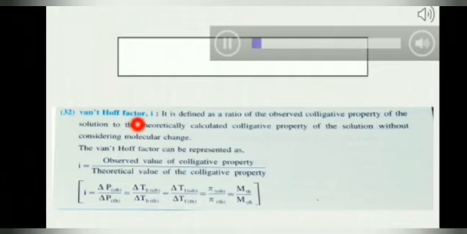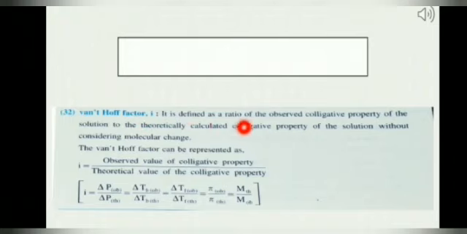Van 't Hoff factor i is defined as a ratio of the observed colligative property of the solution to the theoretically calculated colligative property of the solution without considering the molecular change. The Van 't Hoff factor can be represented as i equals the observed value of the colligative property upon the theoretical value of the colligative property.